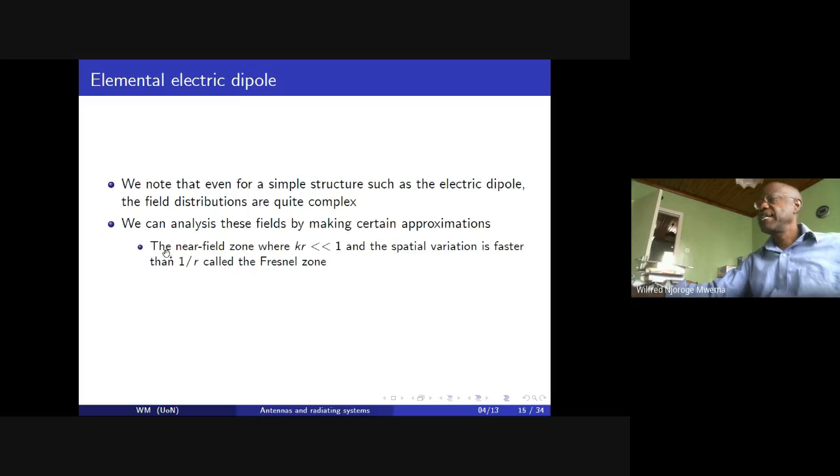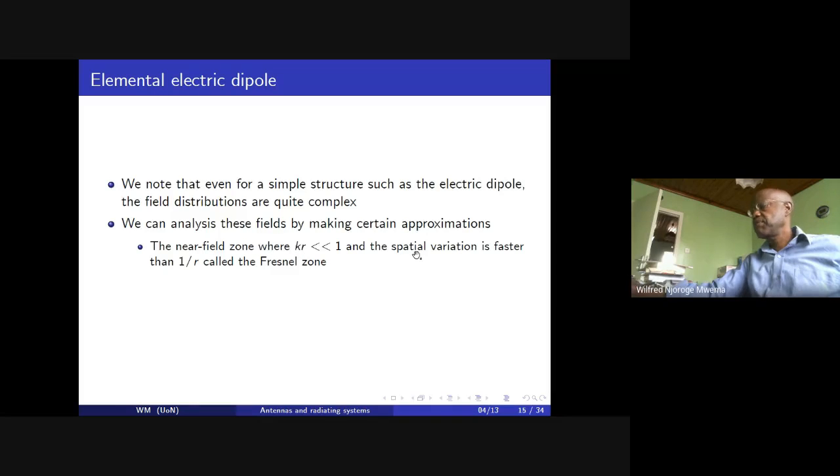One, we have the near field approximation or the near field zone, where kr is much, much smaller than 1, and the spatial variation will then be faster than 1 over r. And this region is usually called the Fresnel region, but it's not really called the Fresnel region because the Fresnel region is slightly further from the near field zone. Okay, you could call it the induction zone.